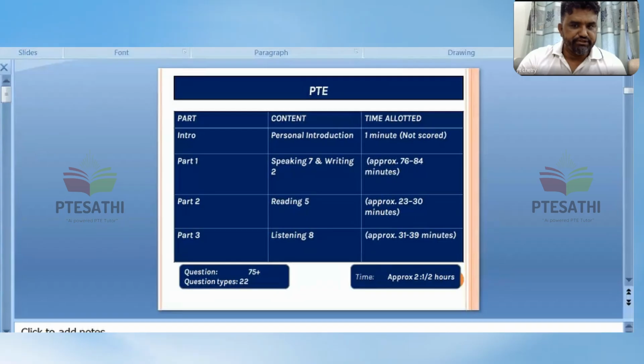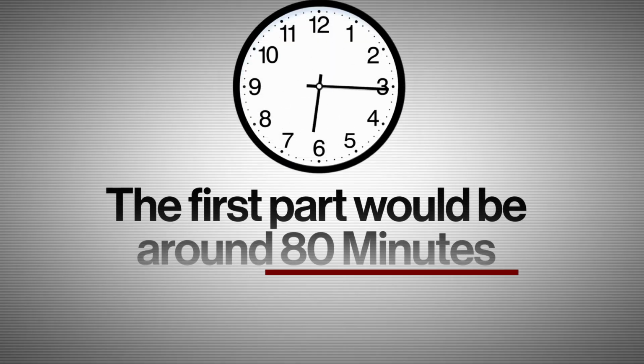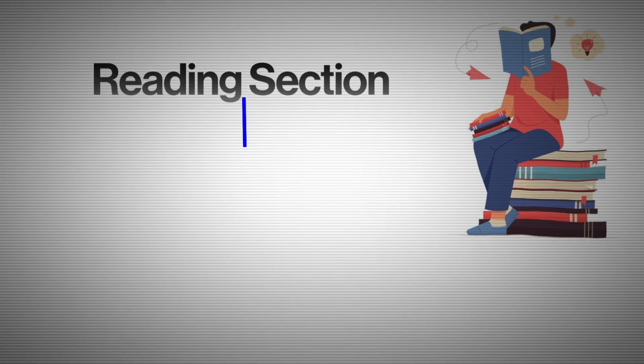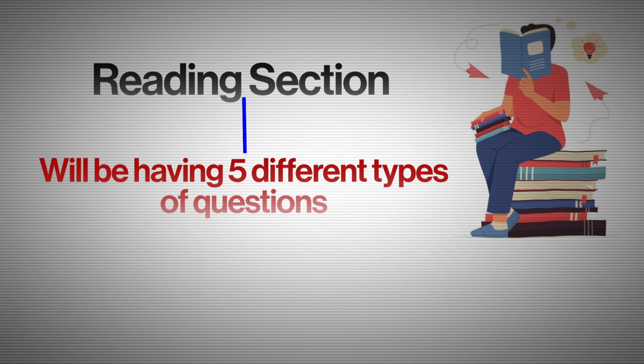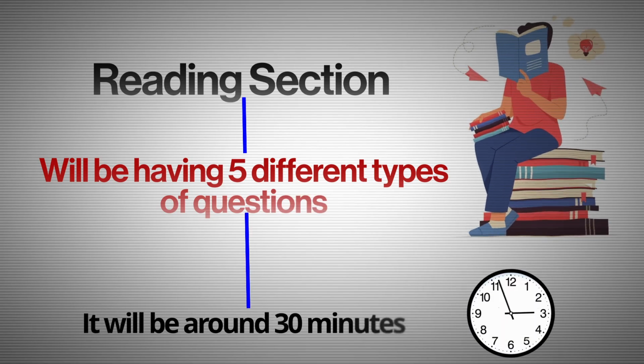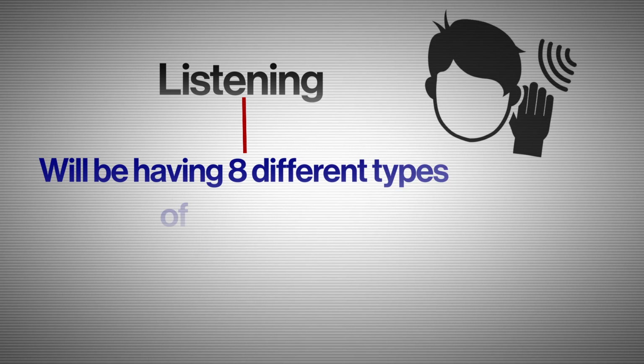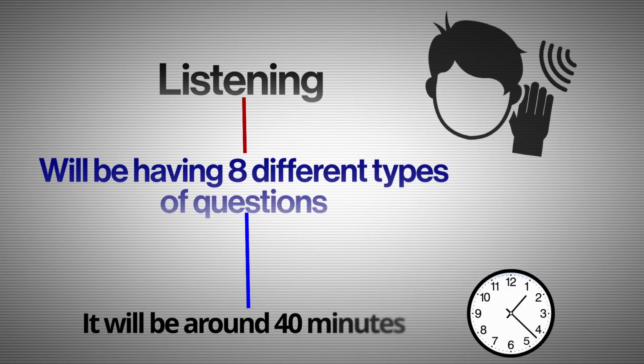As you can see on your screen, the test is divided in 3 parts. The first part consists of speaking and writing. I've written 7 and 2 there. What I mean here is 7 speaking question types and 2 different types of writing questions. And the first part would be around 80 minutes. Then you go to the second part, reading section. You'll be having 5 different types of questions, and it will be around 30 minutes. The final part of the test is listening. You'll be having 8 different types of questions, and it will be around 40 minutes.